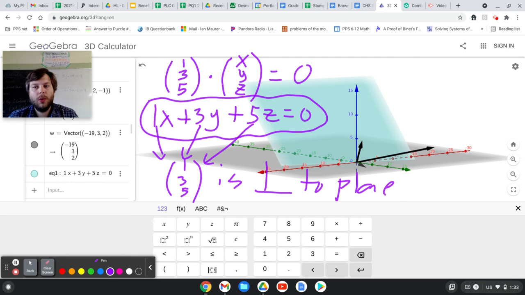Okay, so we'll call it good for there right now. I'll make a second video where I do this slightly more generally, but that is pretty much what you need to know about the dot product and about planes.